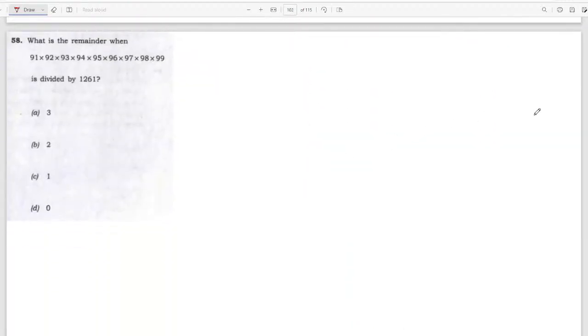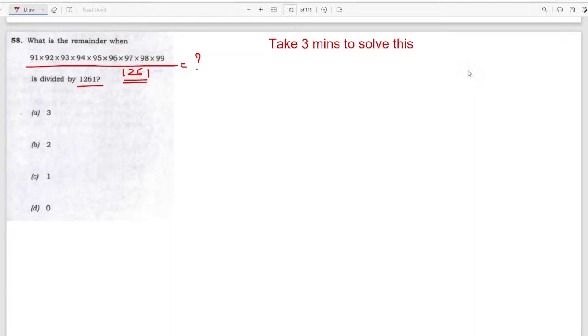Take 3 minutes to solve this question. We'll see how to go about this. They're asking what is the remainder when 91 into 92 into 93 into 94 until 99 is divided by 1261. So the main problem is we need to know, if this whole number is divided by 1261, what is the remainder. First we need to factorize 1261.